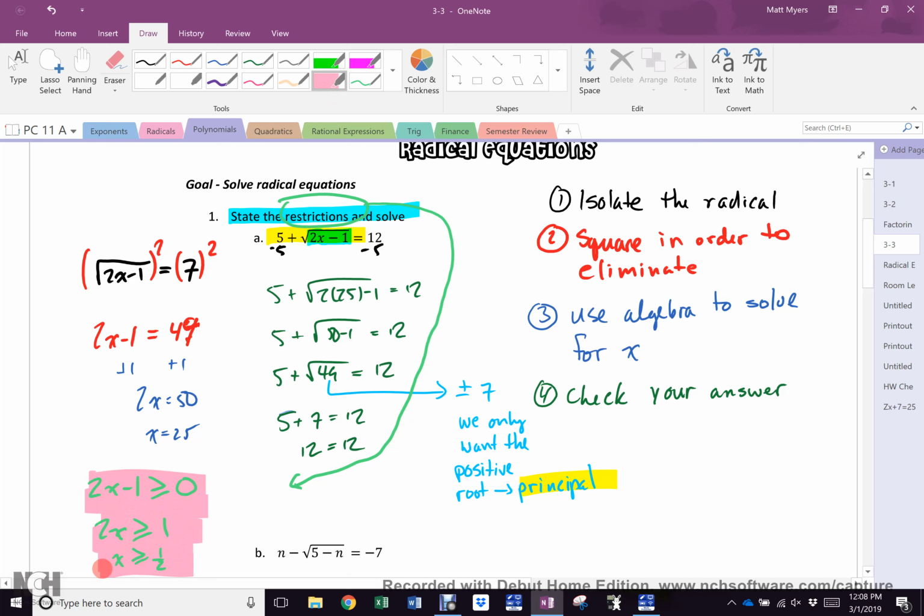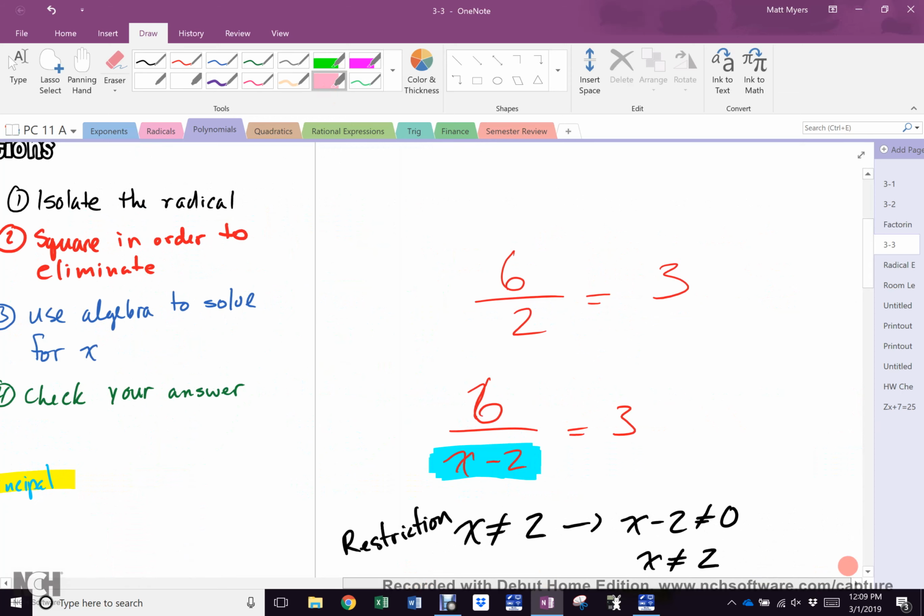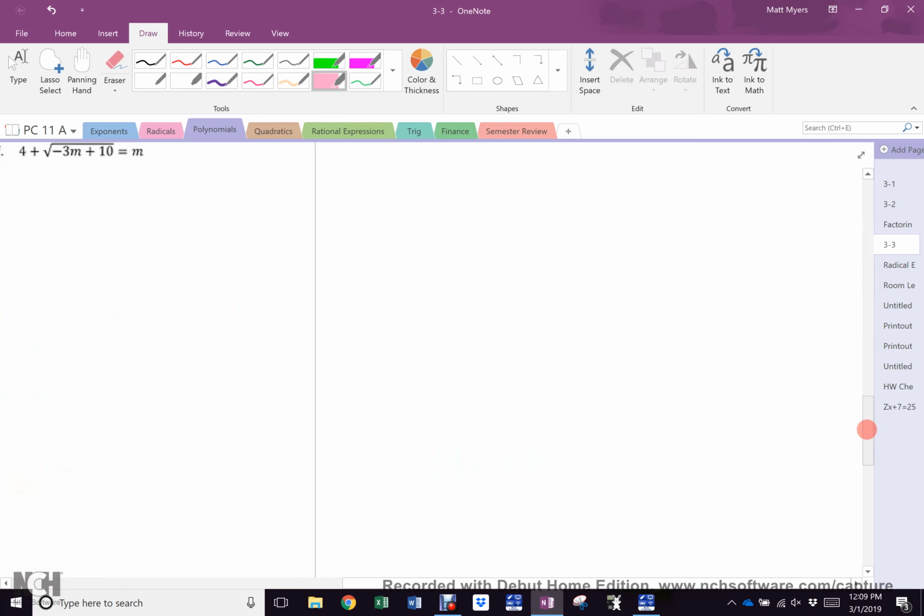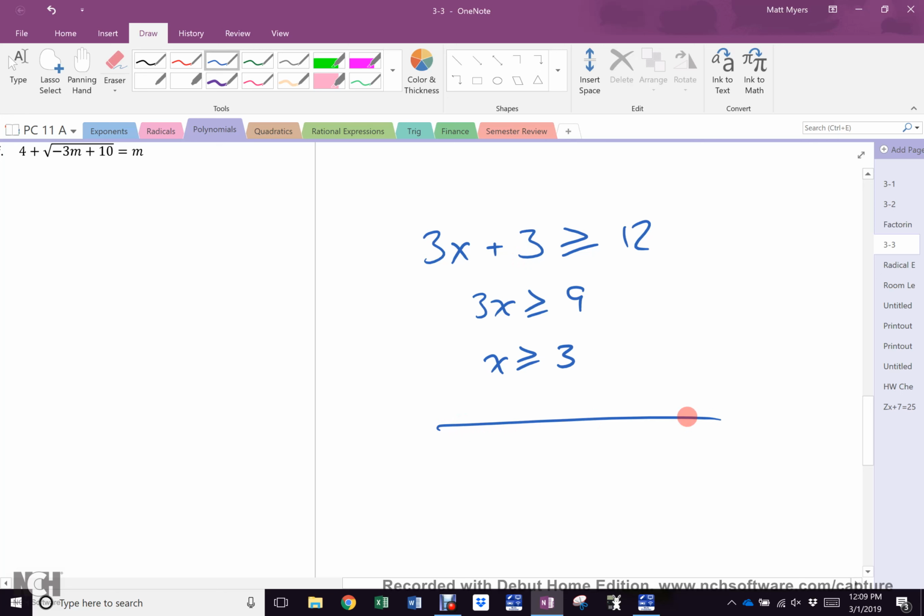How many people need to be reminded about how to do inequalities? It'll take 2 seconds. Be honest. Okay. It's just algebra with one little wrinkle. 3x plus 3 is greater than or equal to 12. 3x is greater than or equal to 9. X is greater than or equal to 3. What does that mean? That means every number bigger than 3 works in this equation. We all remember this, right? You may have had to put it on a graph. 3, color it in, draw the arrow. You all saw that in grade 9, right?